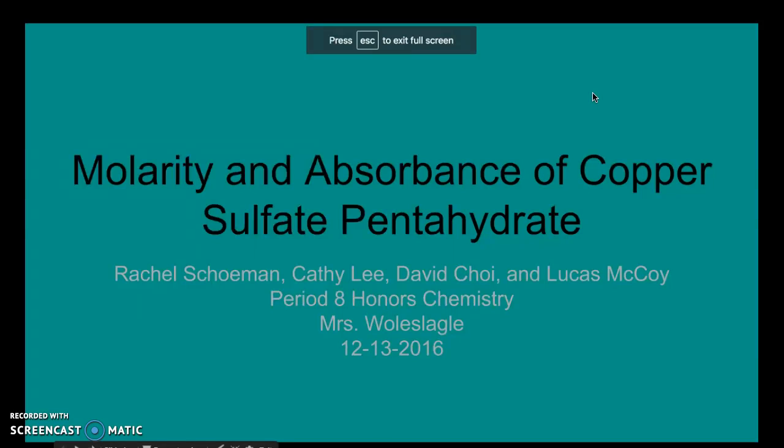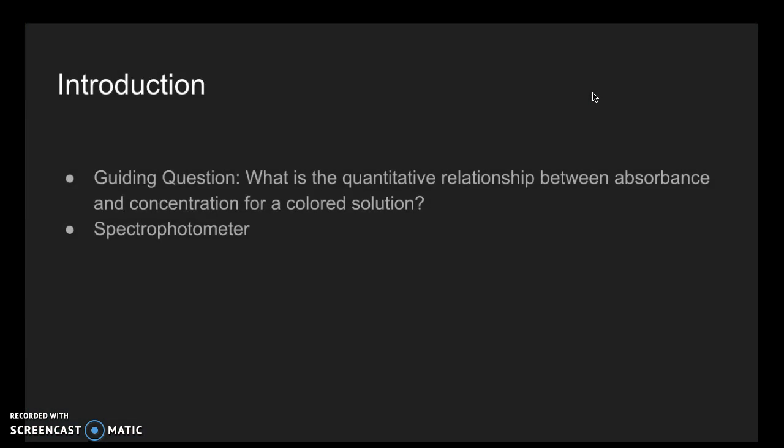and absorbance of copper sulfate pentahydrate. The guiding question for this lab is, what is the quantitative relationship between absorbance and concentration for a colored substance? To answer this question, we did an experiment using a spectrophotometer. How to use a spectrophotometer.